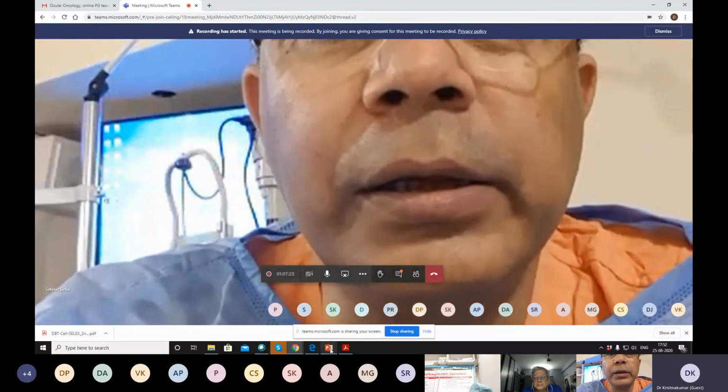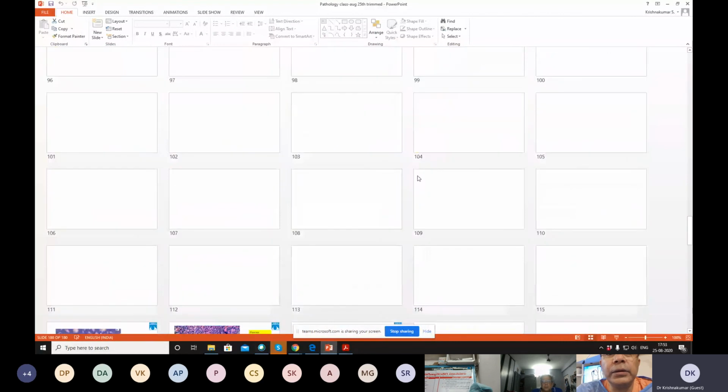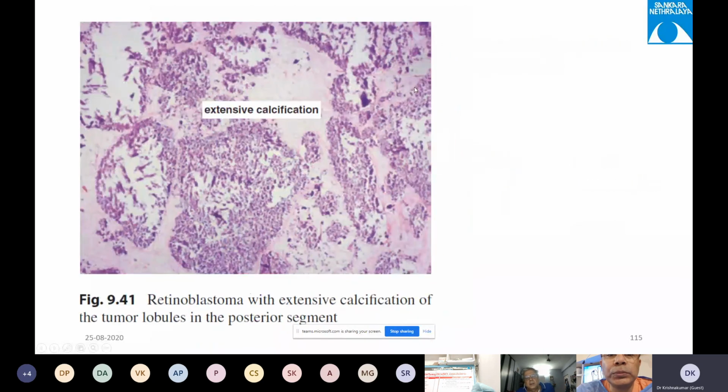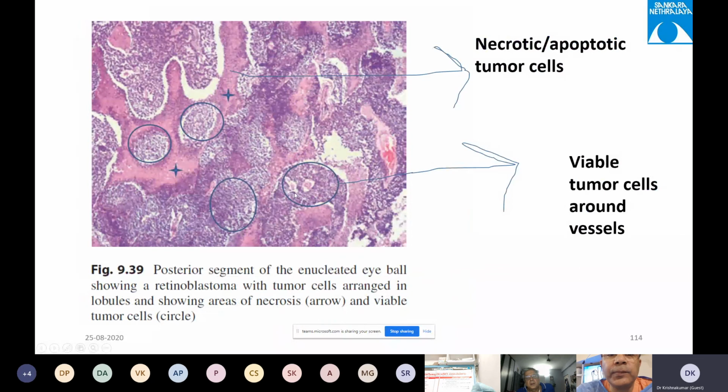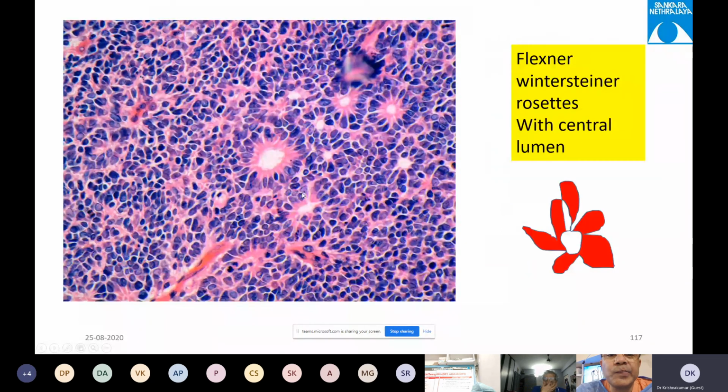Can I go back to the slide? I can tell them by the slide. Are you able to see the slide? Yes, this is a pseudo rosette. You find a central blood vessel, you find viable tumor cells, and you find necrosis. You find multiple pseudo rosettes here. But a real rosette is this. This is a rosette.